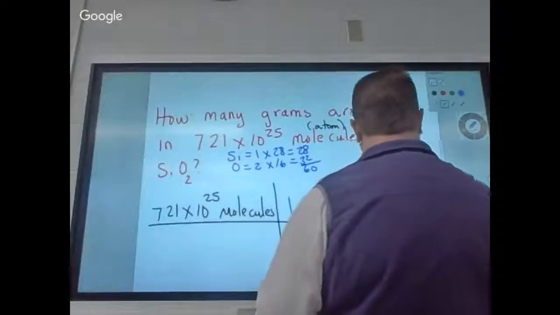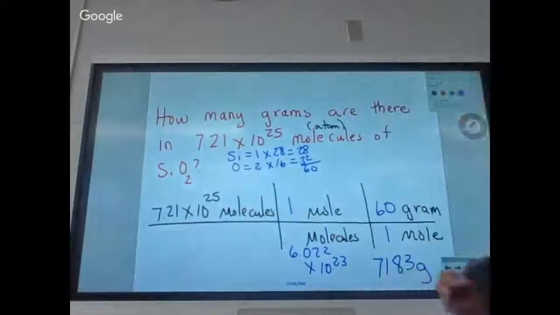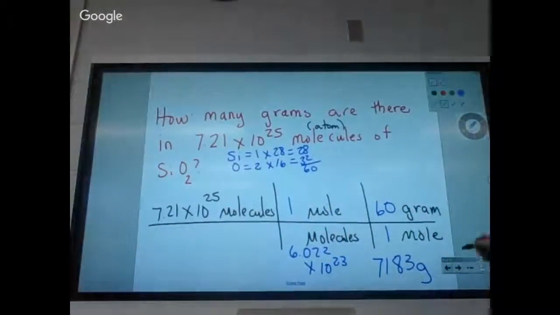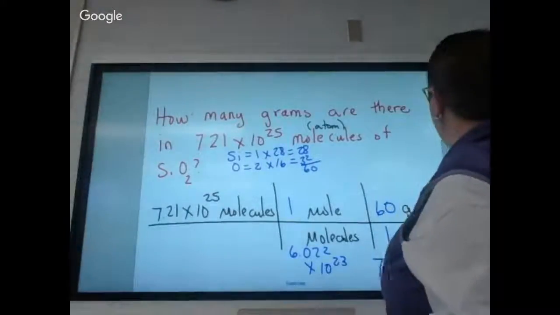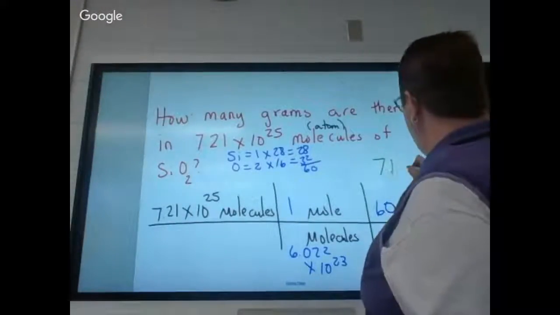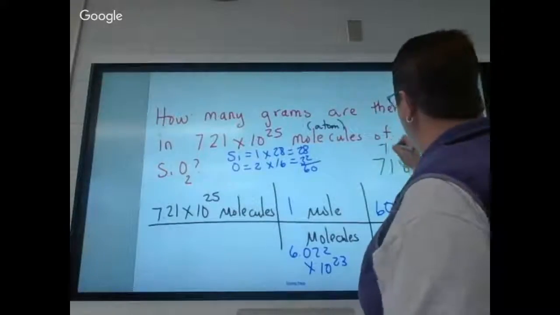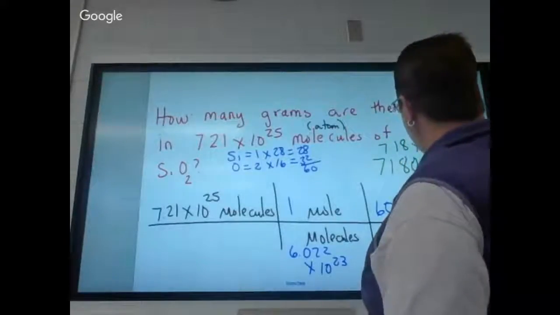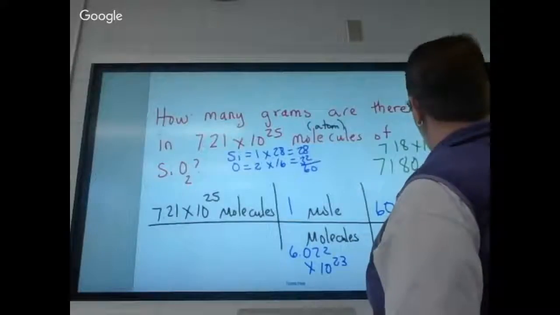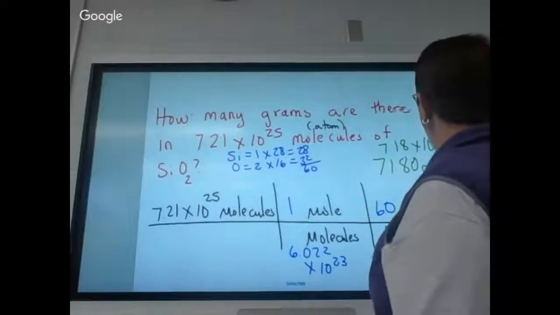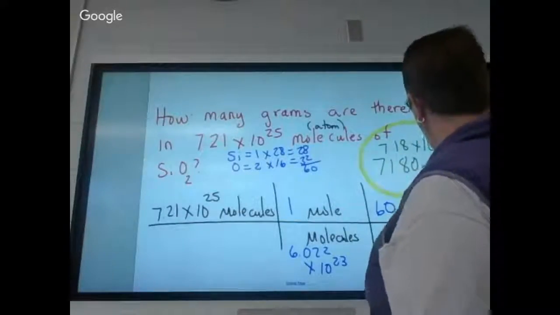Yes. All right. Do we round? So I need 3 significant digits. So I'm going to change it to 7,180 grams. Or 7.18 times 10 to the 3rd grams. Either of those are fine.